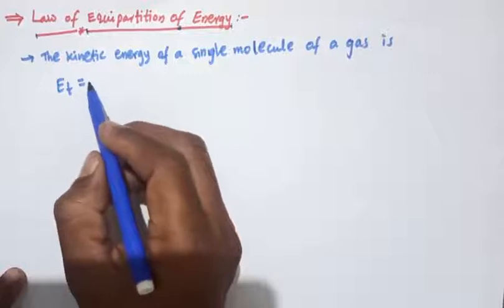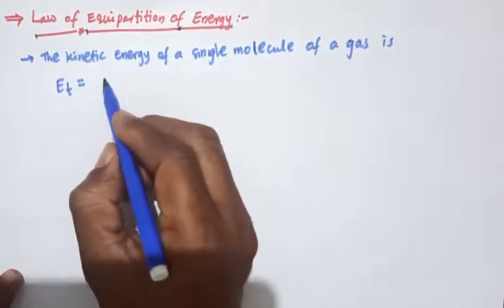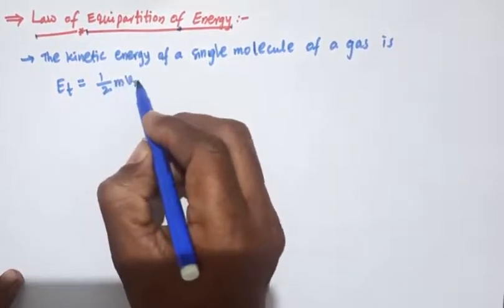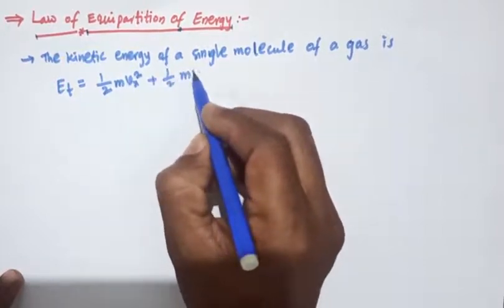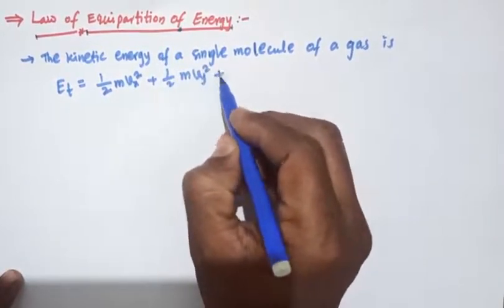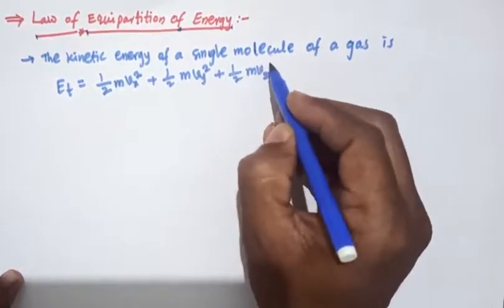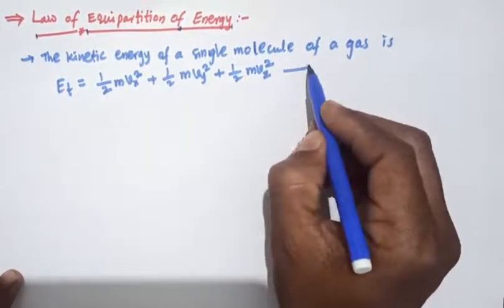So E translational equals the kinetic energy along the x direction, plus the kinetic energy along the y direction, plus the kinetic energy along the z direction: half m vx square plus half m vy square plus half m vz square. So this is equation number 1.